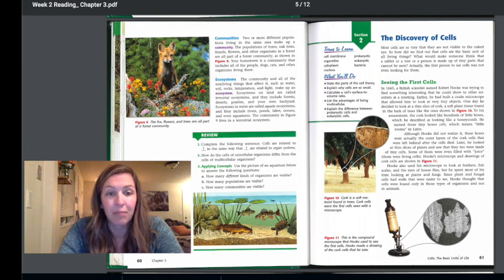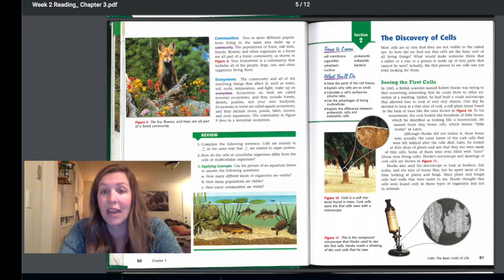And 3. Applying concepts. Use the picture of an aquarium below to answer the following questions. A. How many different kinds of organisms are visible? B. How many populations are visible? And C. How many communities are visible?